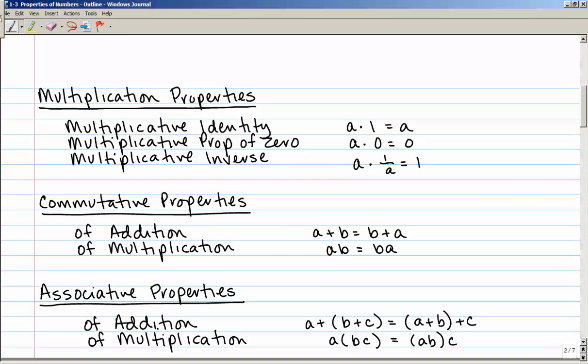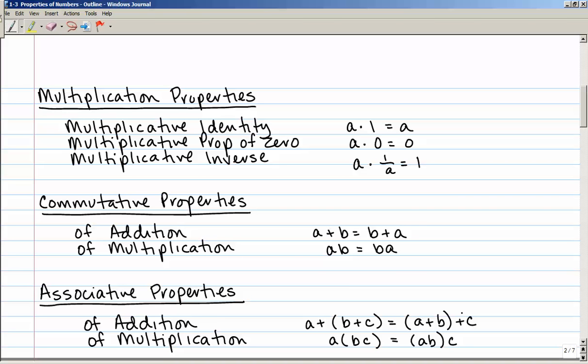And we have two associative properties. The associative property of addition says A plus the quantity B plus C is equal to the quantity A plus B plus C. In other words, notice I'm not rearranging anything. I still have A, B, and C in that particular order, but the order in which I add them has changed. In this case, I add B and C first, and then I add A to it. On this side, if I add A and B first, and then add C to it, I get the same thing.